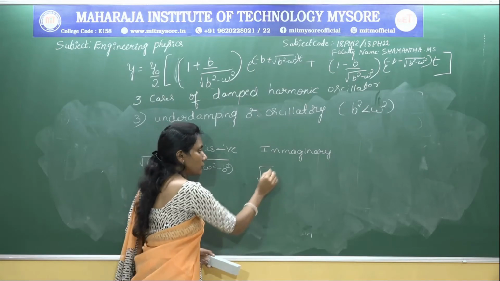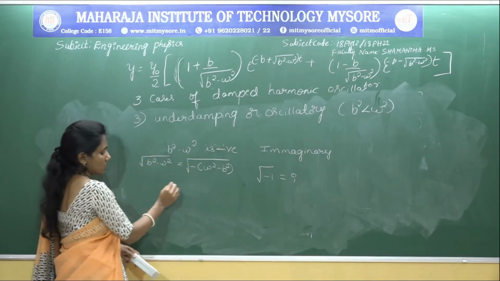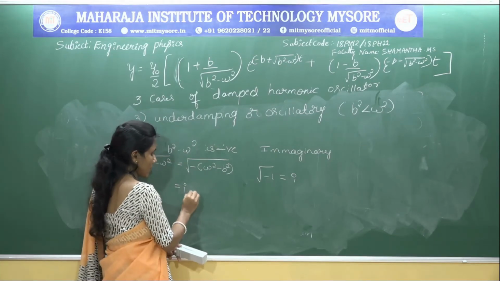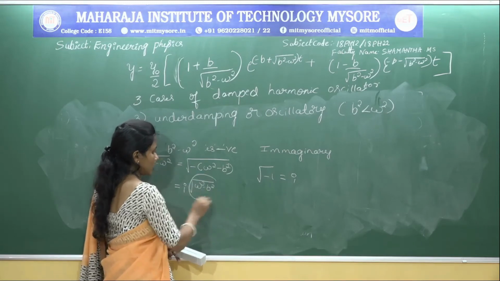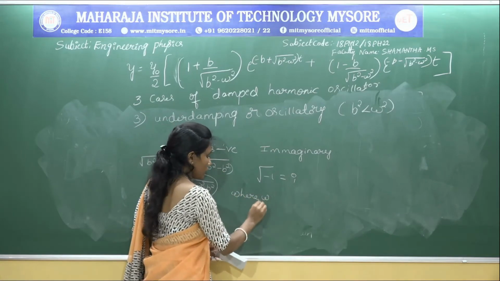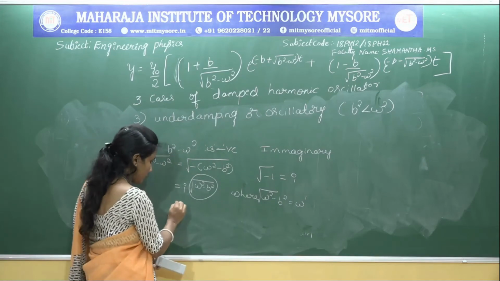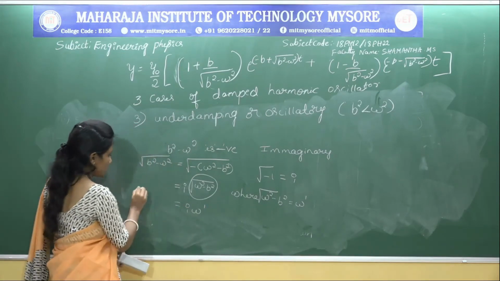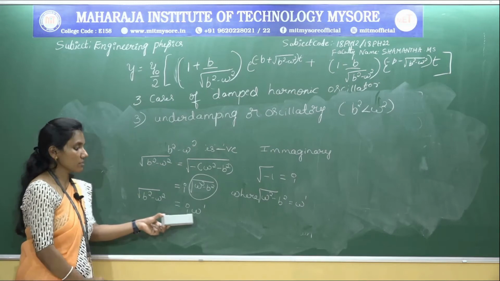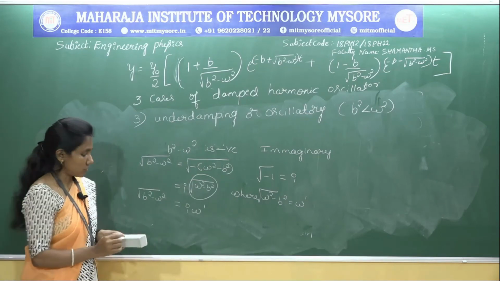So here we know the value of root of minus 1 is i, an imaginary quantity, a complex number. So then this expression will become i root of omega square minus b square. This quantity we can consider as omega prime. Then this will become i omega prime. So root of b square minus omega square is equal to i omega prime. Then we have to substitute this i omega prime value in the above equation. Then we will get a proper solution for this.